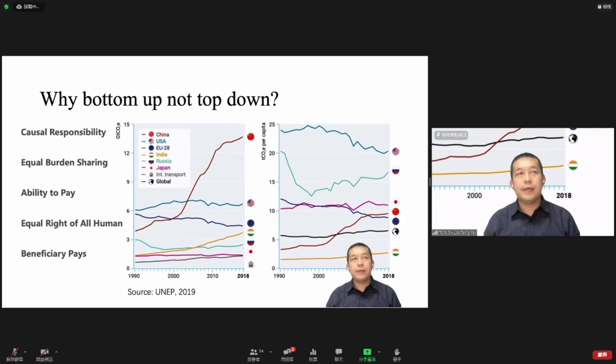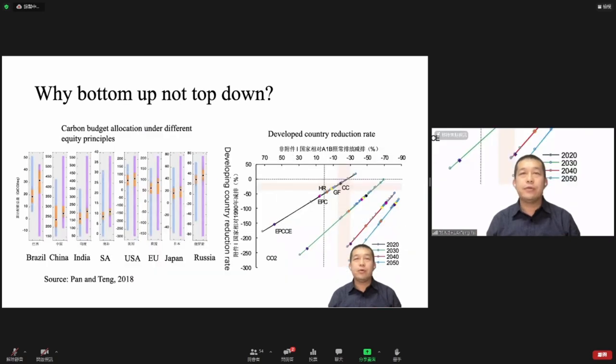Another principle could be equal burden sharing. We equalize our marginal cost and consider this as an indicator for burden sharing. But that means developing countries such as China and India will have to reduce more emission. Why? Just remember that the previous slide shows the cost curve of developing countries is much lower. And China and India definitely will not agree on this. We also have other principles like ability to pay, equal right of all humans, and beneficiary pays. All of those principles give different allocation results.